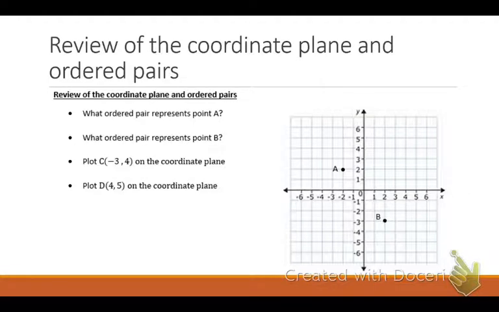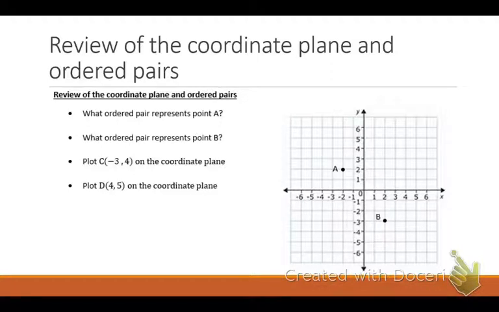Before we get too far into translations, I need to review the coordinate plane with you. It's my understanding that you have learned ordered pairs and how to plot them on the coordinate plane. For points A and B, I want you to give me the ordered pair represented by each point. For C and D, you're going to plot those yourself on the graph. So let's start with A. If you think you have an idea, go ahead and write that down. The ordered pair that represents point A.